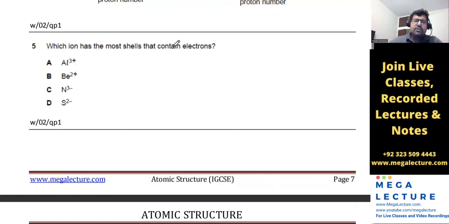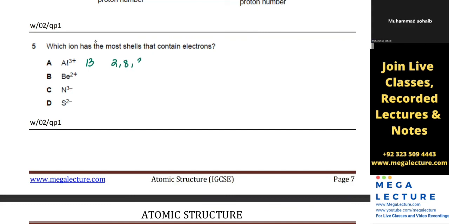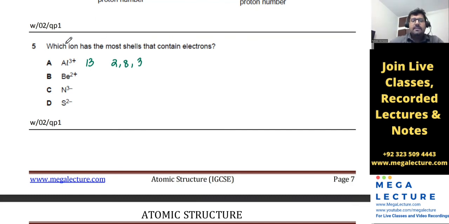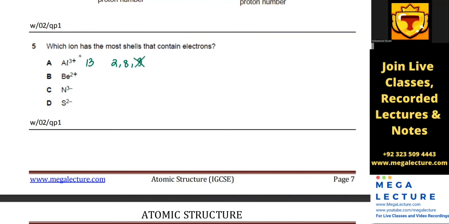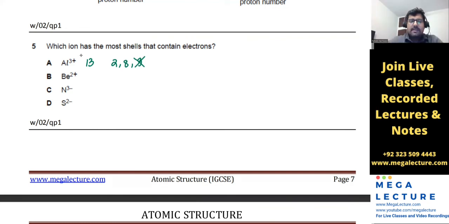Which ion has the most shells that contain electrons? Most number of shells. Aluminium is 13. What's the normal electronic configuration of aluminium? That's 2, 8 and 3. But it's got a +3 charge. So that means what? It will lose 3 electrons, right? So how many shells does it have? It's got just 2 shells, 1 and 2, so it's got 2 shells that contain electrons.